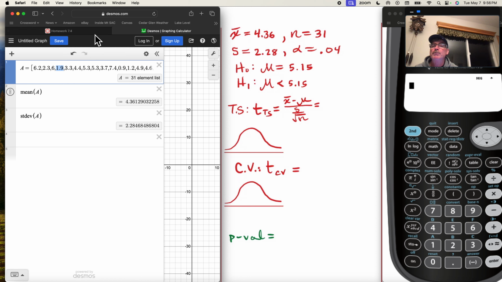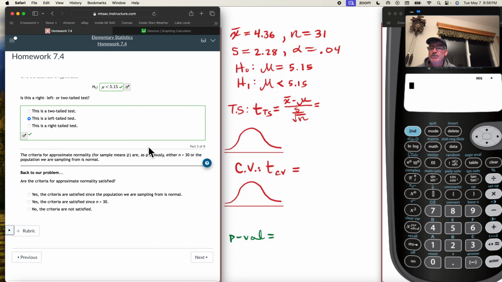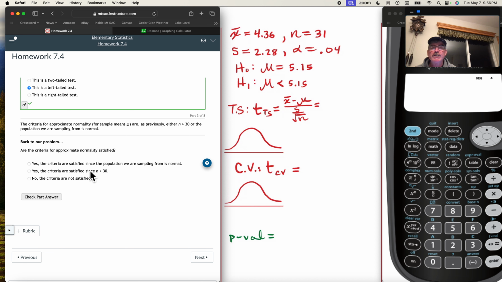Okay, so that's the bulk of what we needed to do. I think we jump back down to it. Are the criteria satisfied? Well, barely. N is 31, which is bigger than 30, so we can say yep, the criteria are satisfied. I think that's fine.